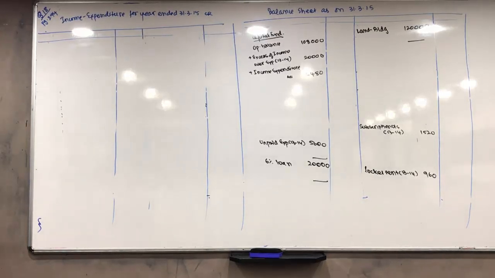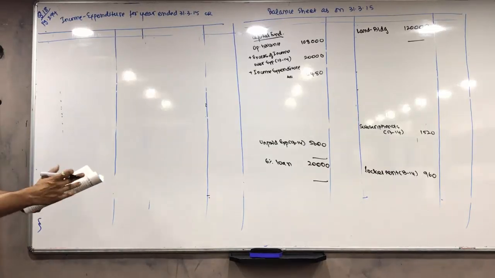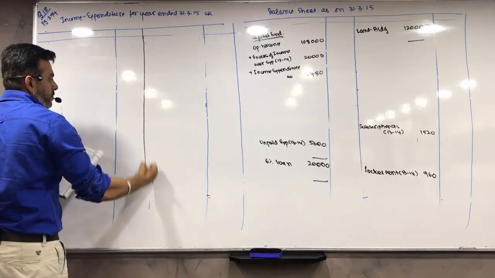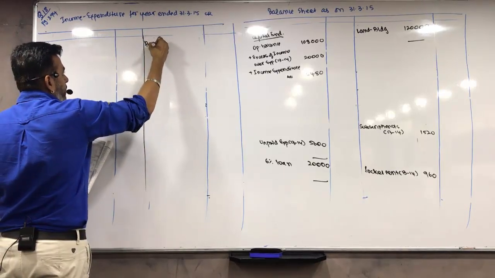Does anyone have any doubt in this? Did you understand? No doubt. Okay. Now let's go to the receipt and payment account. We start with subscription. By subscription.